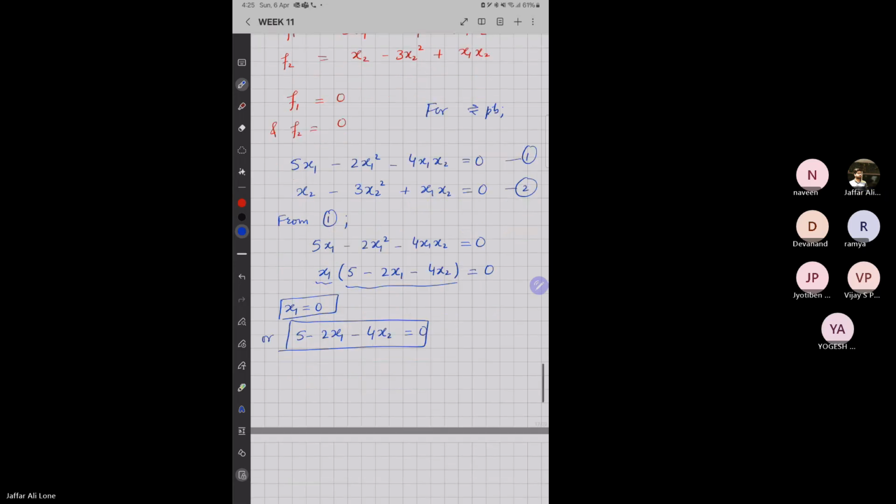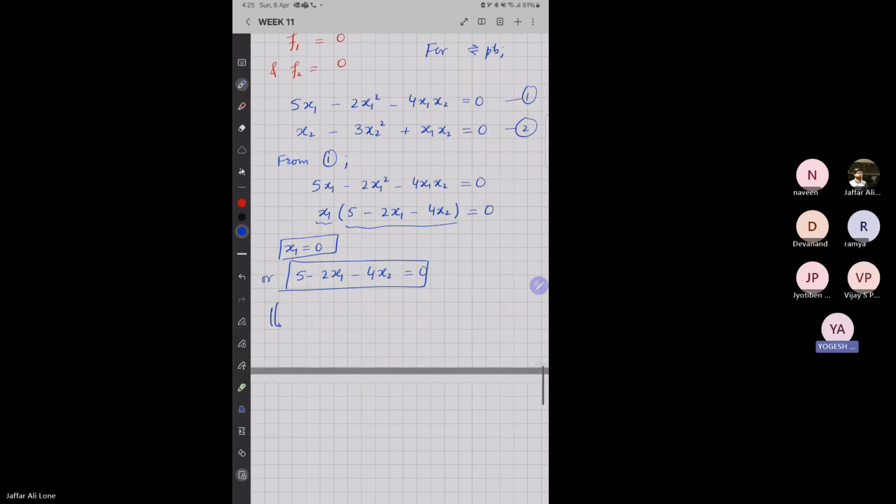Similarly, from 2, if I take x2 common, it will be x2 times 1 minus 3x2 plus x1 equal to 0. It implies either x2 is 0 or 1 minus 3x2 plus x1 is 0. Does anybody have any doubt until here?